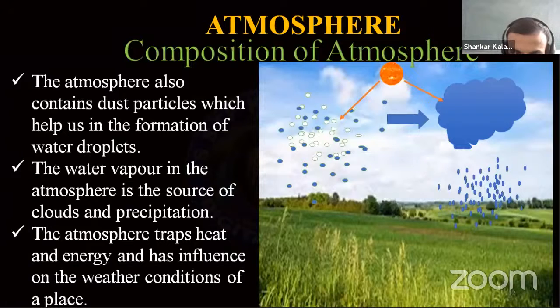The water vapor in the atmosphere is the source of clouds and precipitation. Precipitation here means rainfall. The water vapor from evaporation in the atmosphere is the source of clouds. Later, the vapor converts through condensation, which may result in the formation of clouds, and those clouds may bring precipitation or rainfall.